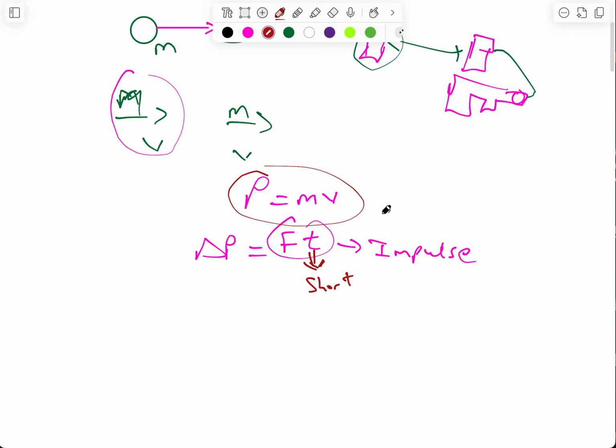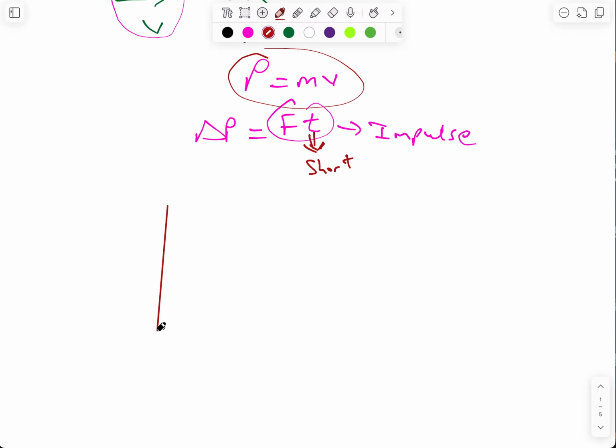So I'm going to give you an example now. Let's say there's a wall here, and then you kick a ball. Let this be a ball. I'm just going to make it like the World Cup ball.